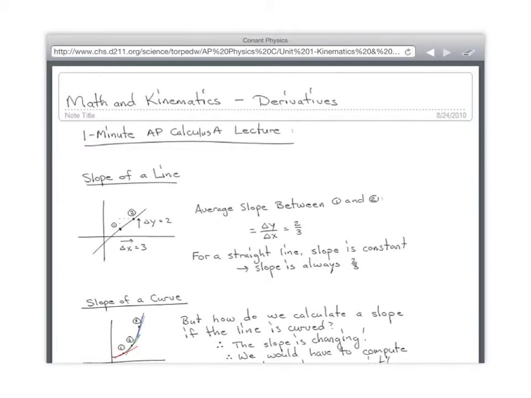All right, welcome back. Today we're going to be talking about derivatives. This is pretty much AP Calculus A. You learned way back in Algebra 1 how to calculate the slope of the line. How many points do you need for slope? Two. All right, and the basic idea is rise over run, delta y over delta x, however you want to compute it. But you need 2 points.